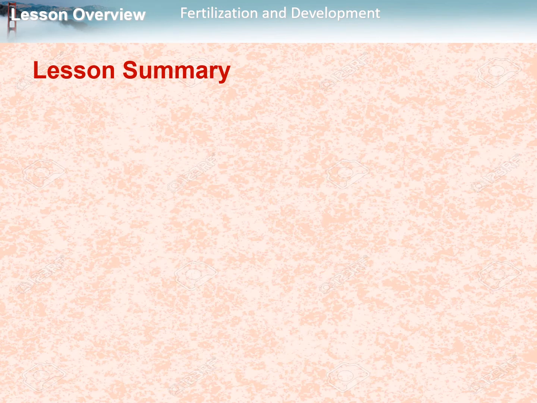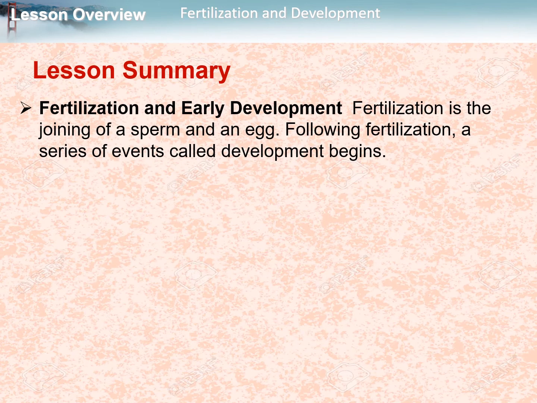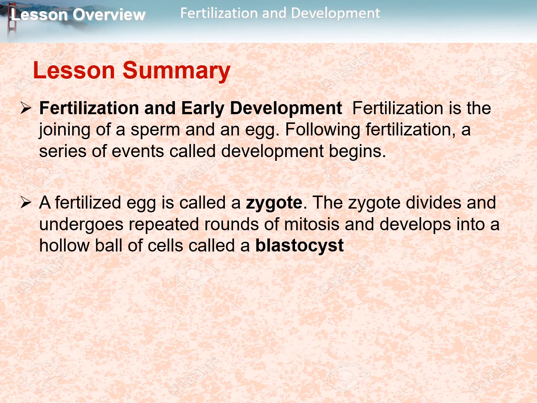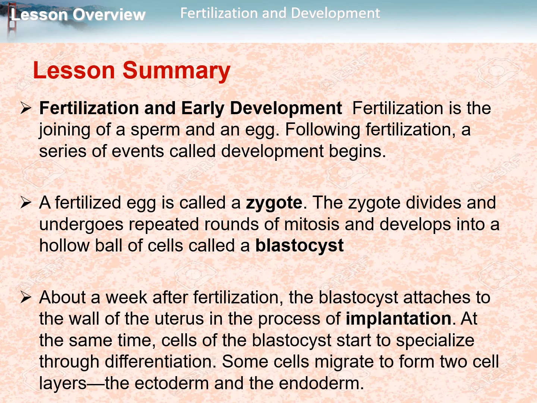So let's now summarize the lesson. In fertilization and early development, fertilization is the joining of a sperm and an egg. Following fertilization, a series of events called development begins. A fertilized egg is called a zygote. The zygote divides and undergoes repeated rounds of mitosis and develops into a hollow ball of cells called a blastocyst. About a week after fertilization, the blastocyst attaches to the wall of the uterus in the process of implantation.